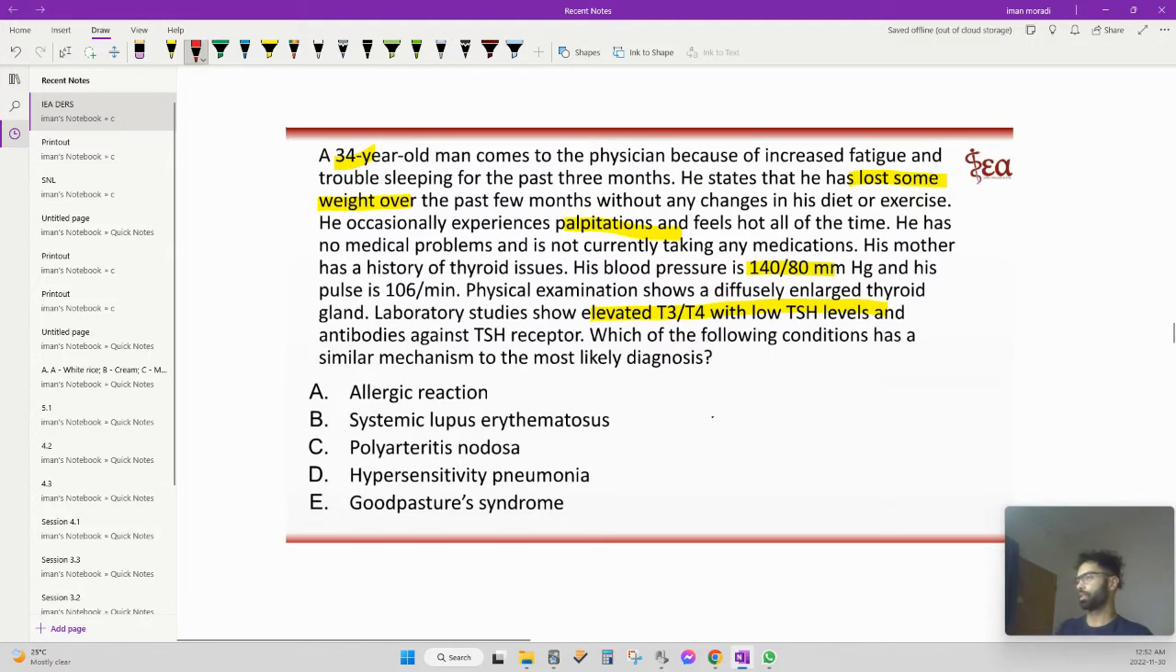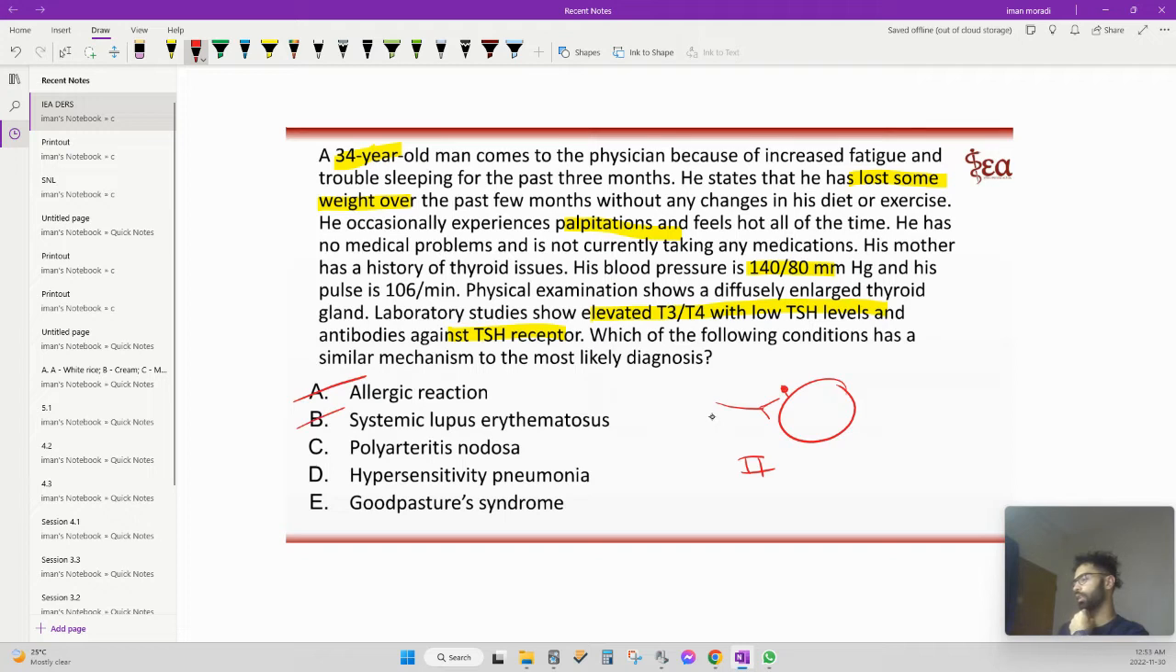So this one, we have a 34-year-old who has lost some weight. There's palpitations, blood pressure is a little high. T3 and T4 are elevated, but TSH is low. There's also antibodies against the thyroid stimulating hormone receptor. So this is Graves, right? Which of the following has similar mechanisms to this diagnosis? So remember that every time there is an antibody against something that's on a cell, so in this case the receptor is here, and there is antibody against it, this is a type 2, right? And so you're looking for something that's type 2. Allergic is type 1. Systemic lupus, lupus is a lot of type 3.